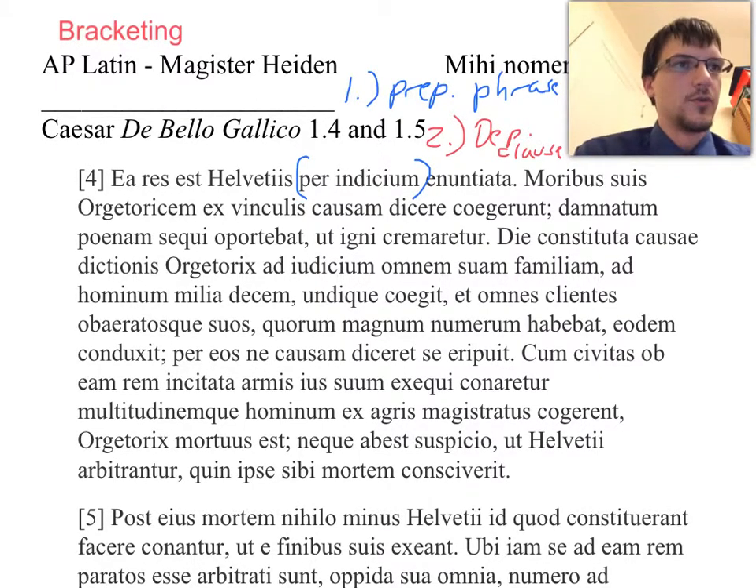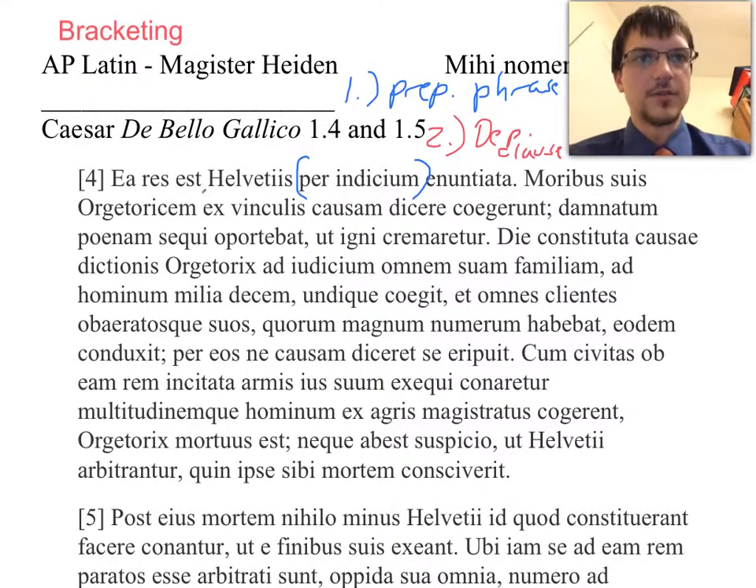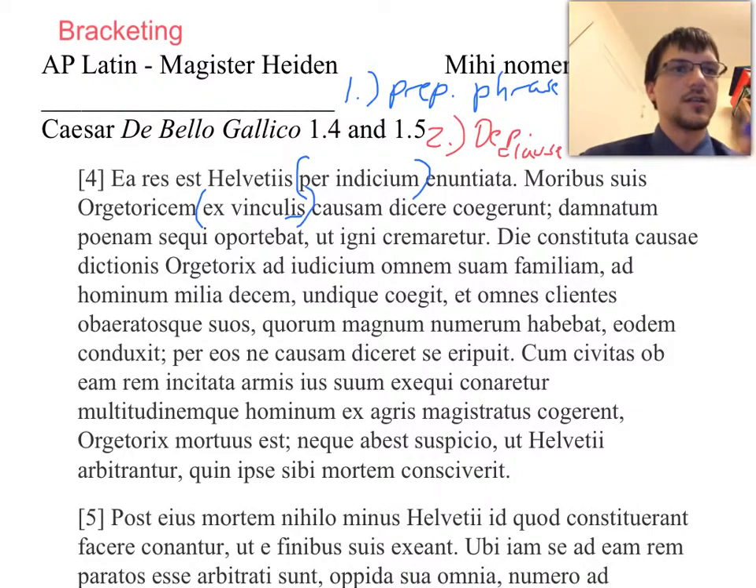As we keep going, we see moribus suis orgetoricem ex vinculis causam dicere coegerunt. Alright, so yet again we have a prepositional phrase with ex, takes an ablative with our vinculis there, and that seems to work. I see an infinitive, but I know that coegerunt is not going to take an ACI, so I'm going to stay out of that one.